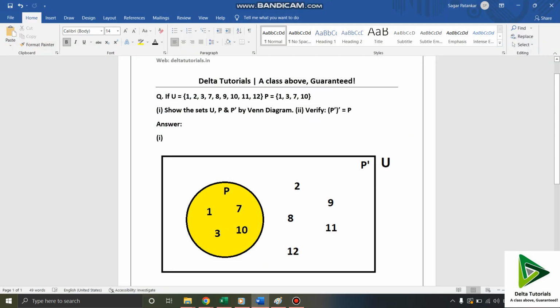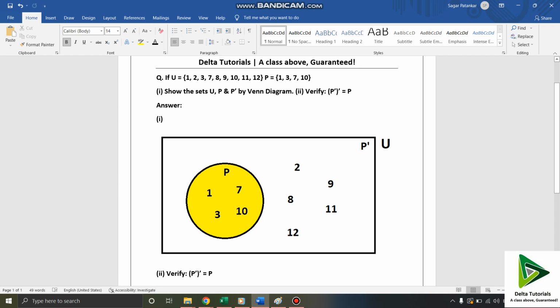See, the question is given as: U is equal to some elements given in set U, that is the universal set. Set P has some elements: 1, 3, 7 and 10. From this given information, we have to show the sets U, P and P dash, or we can say complement, by using a Venn diagram. I have already drawn a Venn diagram here.